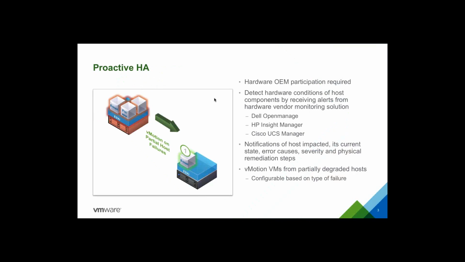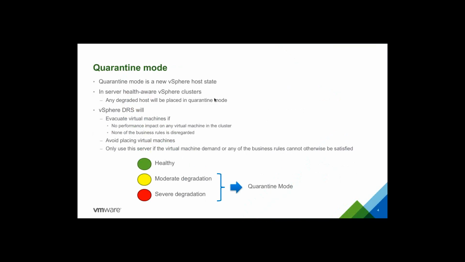What we do, very simply, is when we detect these types of failures coming from that management solution, we'll vMotion the virtual machines from the impacted host to a healthy host within the environment. By doing this, we introduce a new mode within vSphere. We call this quarantine mode. Similar to maintenance mode, where you would do an entire host evacuation of all of the VMs within that host, we now do this when we detect that there's a component failure.